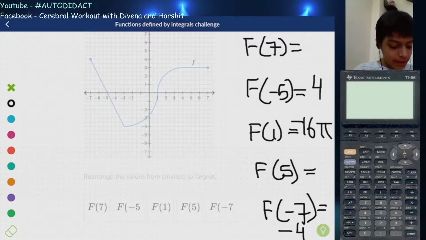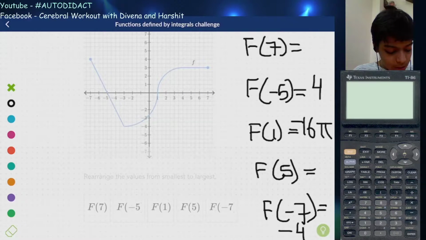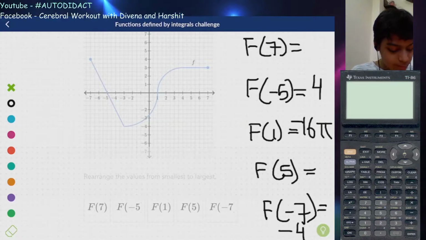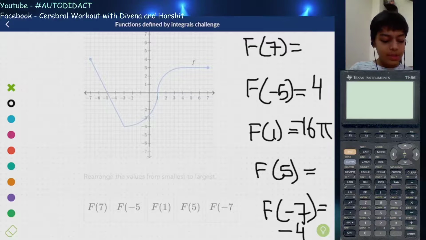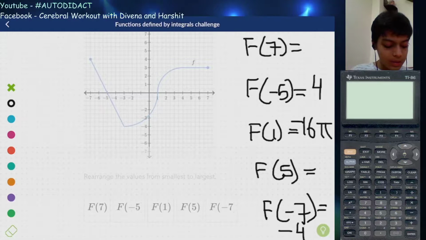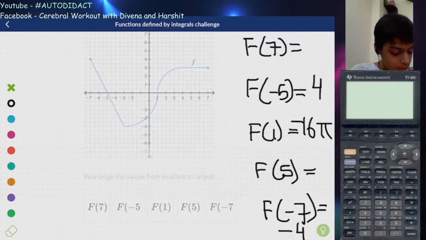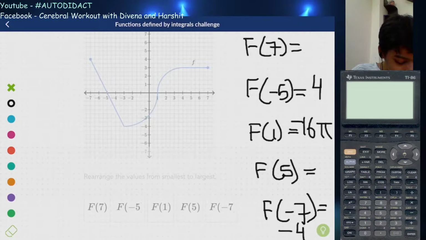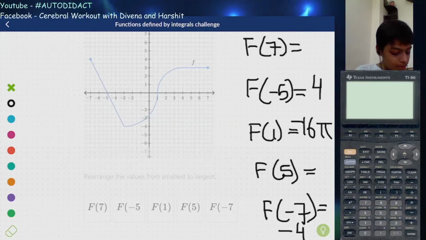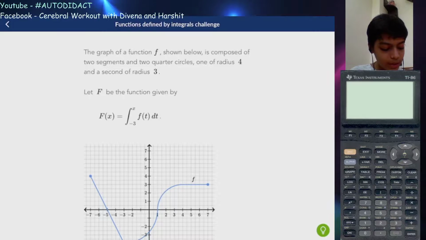So negative 7 pi, and we just add the rectangle's area. Its base is equal to 1, 2, 3. 3 times 3 is equal to 9. So f of 5's area is just equal to, okay, negative 3, 1, 2, 3, 4. Let's just see up there, one of radius 4 and a second of radius 3.